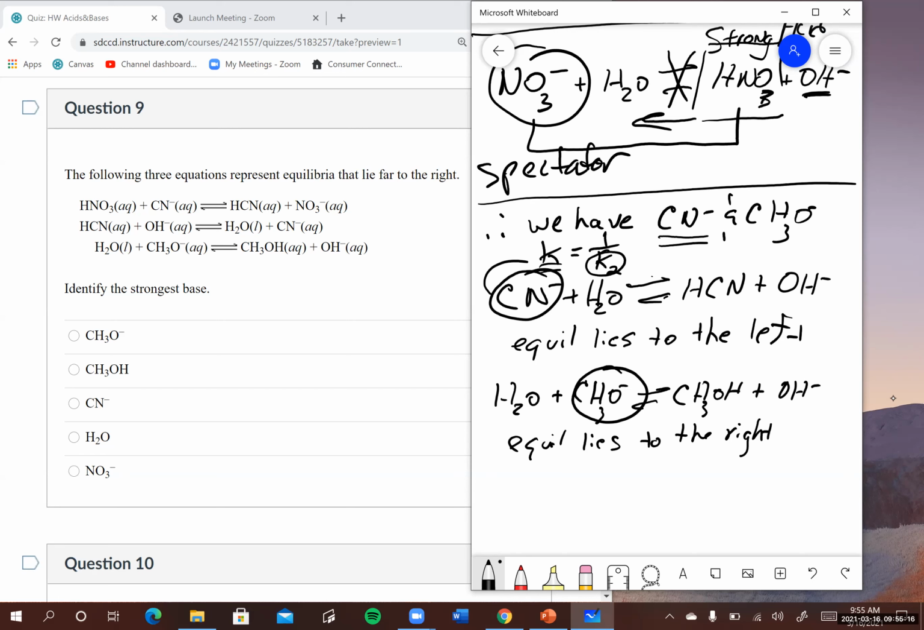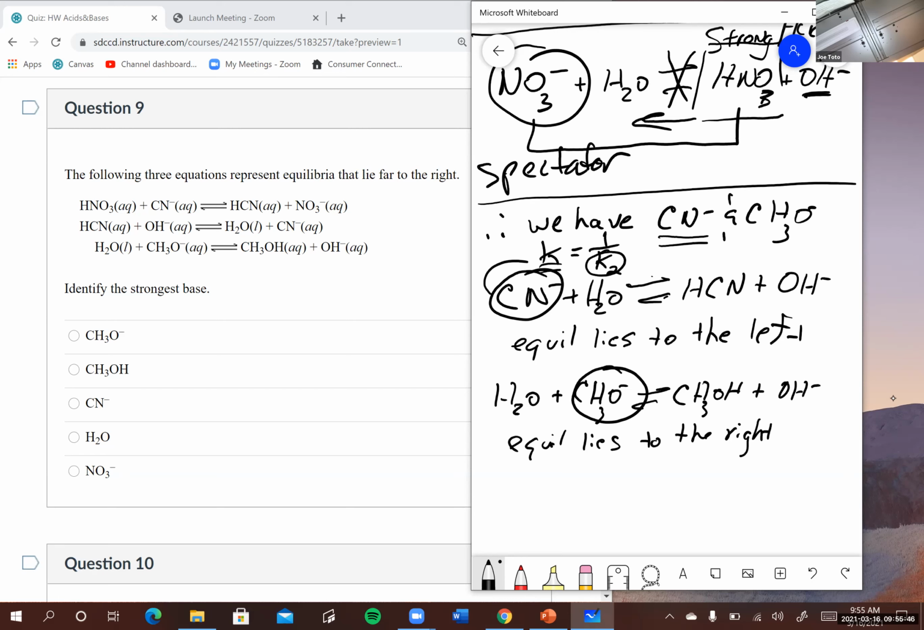Because it doesn't easily dissociate. Well, I think what you wanted to say was it more easily accepts a proton. That's what bases do. Yeah, and you're right. That's exactly right. And so that's the way to logically, I think, see through this problem and pick the right answer.